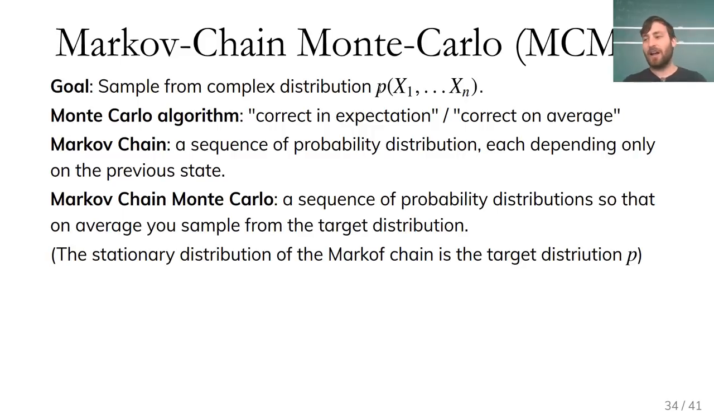Basically, we will create this Markov chain. We'll draw samples, and if we wait long enough, the samples that we get will be from our actual distribution P that was very hard to sample from.